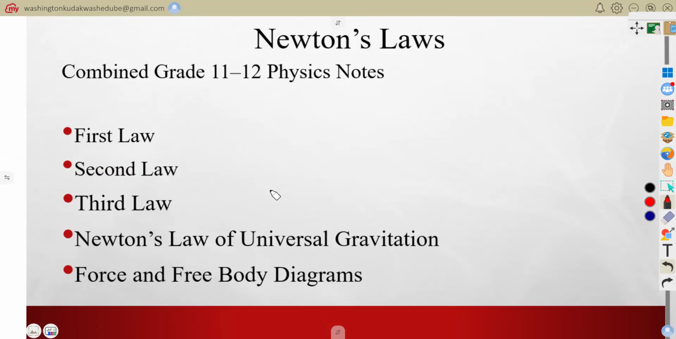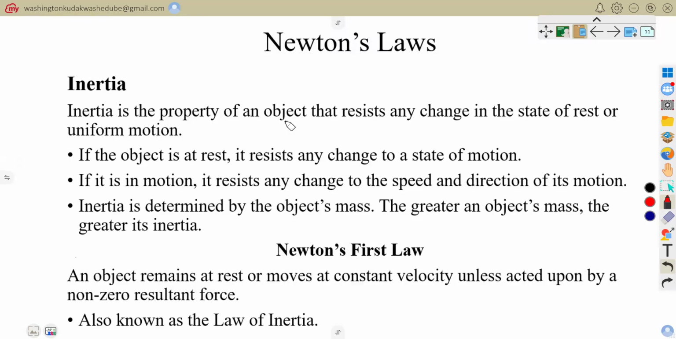Once we are done with this, what is going to come after this video is application of this knowledge. We are going to be looking into practice exam questions. Then we will be saying we are now ready to start answering questions that you get in your exam. So without wasting much time, I would want us to start with Newton's first law.